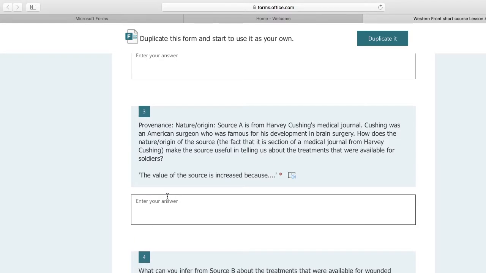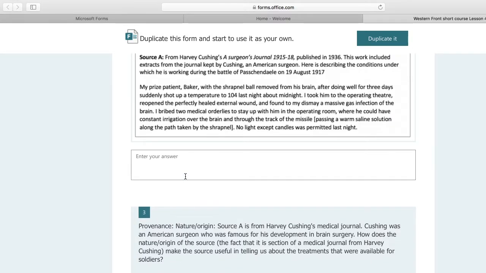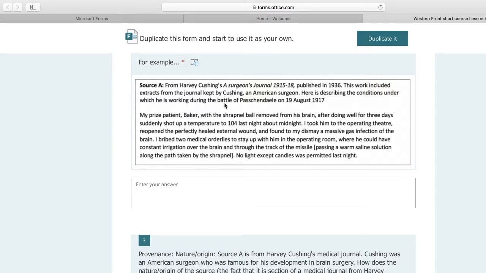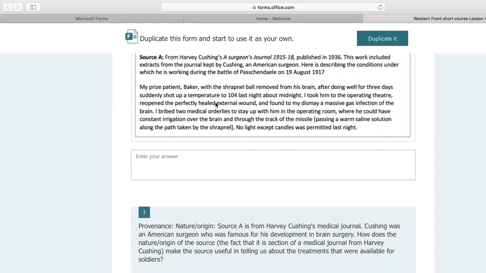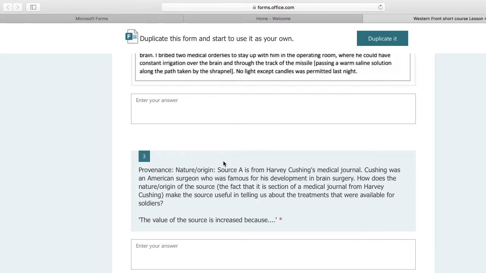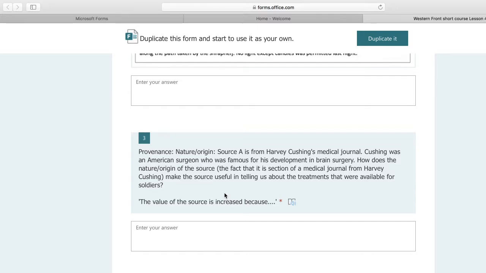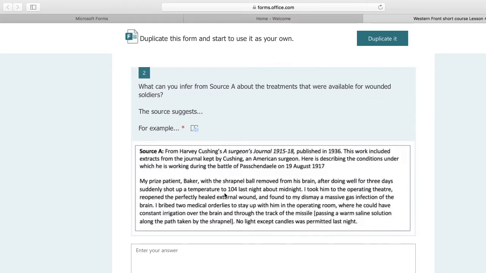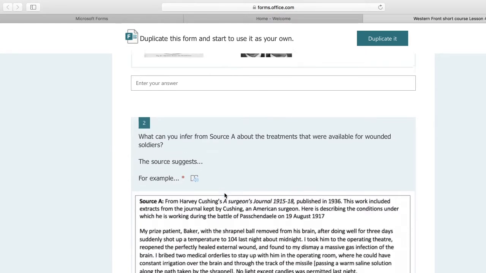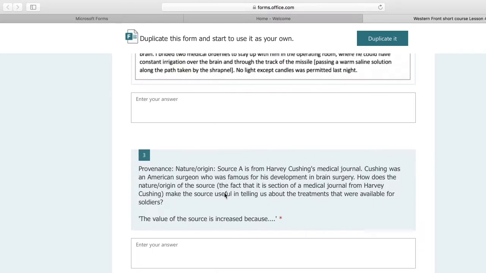You're then going to tell me, why is it useful, the fact that it's Harvey Cushing's journal? So we know that source A, after you read this, you'll realize that source A is from Harvey Cushing's surgeon's journal that he published. Why does that make it useful for us? The fact that he's famous. He's very, very famous for his developments in brain surgery. Why does that make the source more useful for answering an inquiry about treatments on the Western Front?